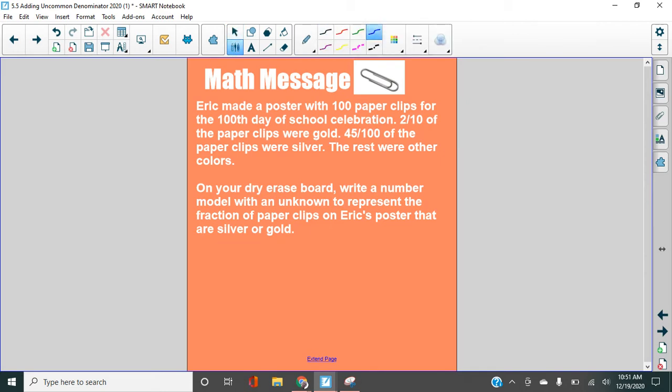We know that 2/10 are gold. And we know that 45 hundredths are silver. We're going to add these together because we want to know how many are silver or gold, right? 2/10 plus 45/100 equals our answer, we'll say C for clips. Now we have to deal with this, because every time we've added fractions so far, we've always kept the bottom number the same. But now I have 10 and I have 100. I can't add these. I'm going to tell you that right off the bat.